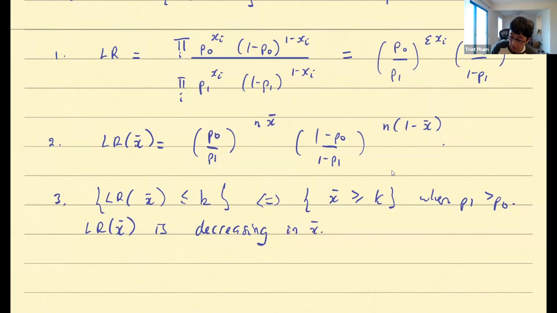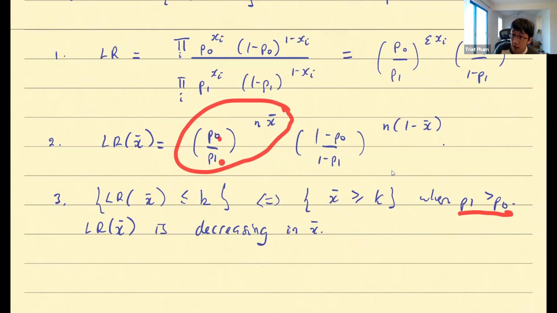Let's look at it piece by piece. Is this decreasing in X bar? Yes, because P1 is bigger than P0. So P0 over P1 is less than 1, and something less than 1 raised to a power is decreasing. Great. So what's left for us to do?